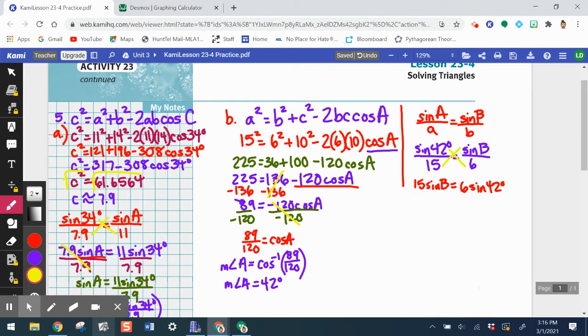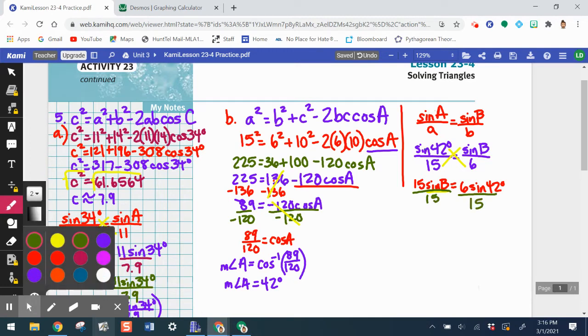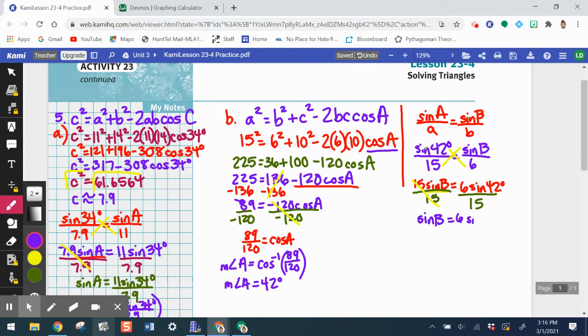Well, if this is 15 times the sine of B, our first goal is to get sine of B by itself. And so to undo that multiplication, we are going to divide both sides by 15. So in doing so, on the left side, it of course will cancel out that multiplication like we wanted it to. And we'll be left with the sine of B is equal to 6 times the sine of 42 degrees over 15.